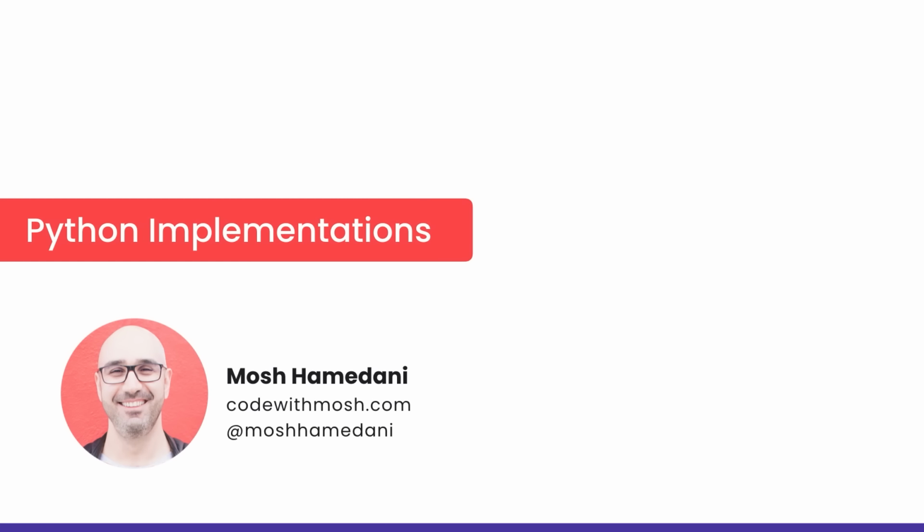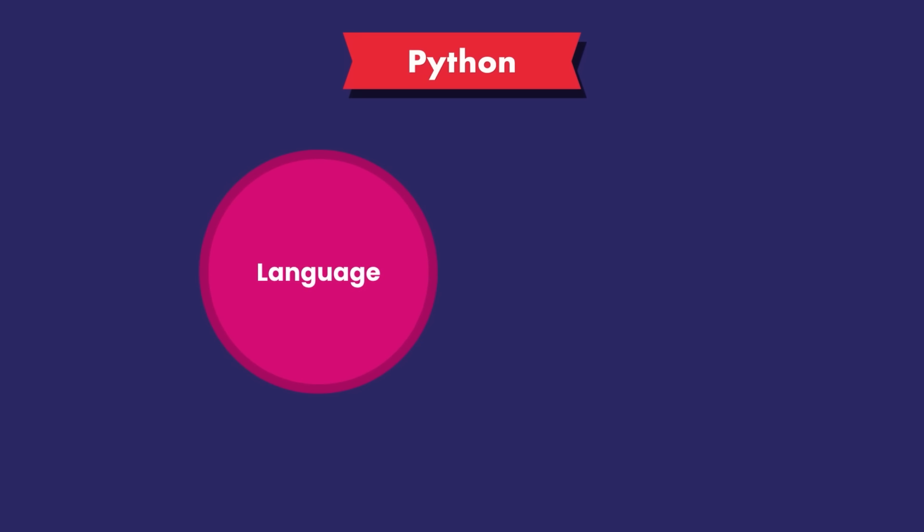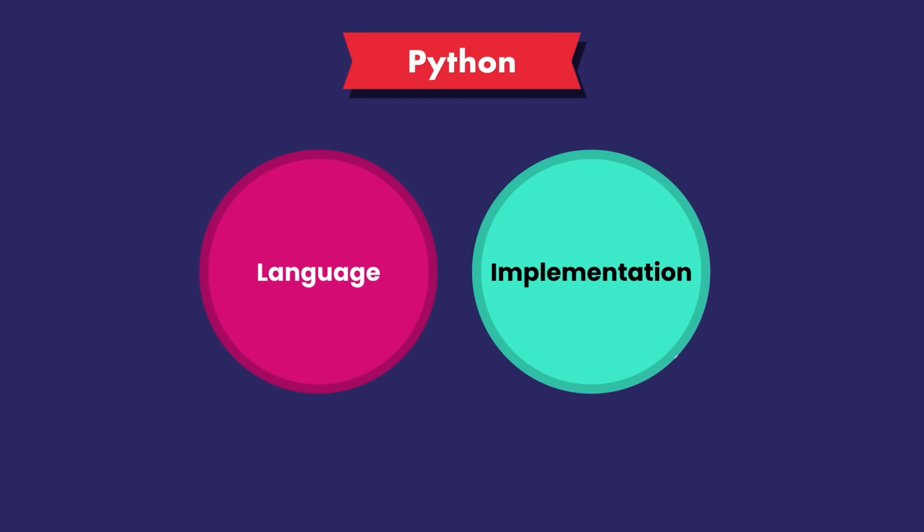When we talk about Python, we mean two separate things that are closely related: the Python language and a particular implementation. Python as a language is just a specification that defines a set of rules and grammar for writing Python code. A Python implementation is basically a program that understands those rules and can execute Python code.